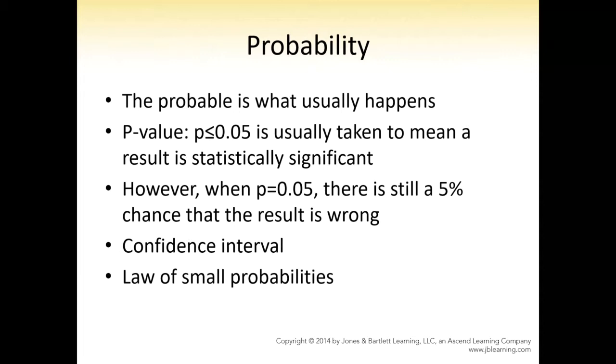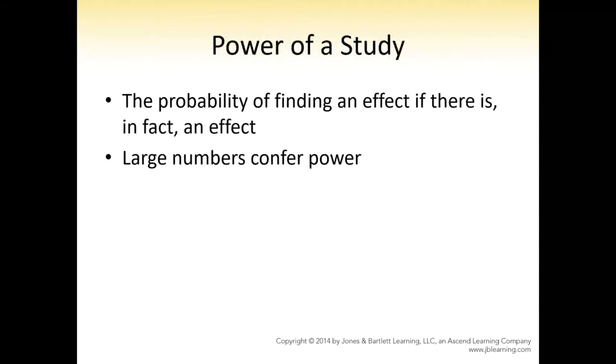And statistics and probability tend to go hand in hand. So this is like the probability of what usually happens, and it's reported using a p-value. When we look at a p-value of less than 0.05, this means that the results are significant, meaning that the study is more valid than not. But what it's saying is that there's still a 5% chance that the result is wrong. 95% that it's right, but still 5% that it's wrong. So it's this idea of this law of small probabilities.